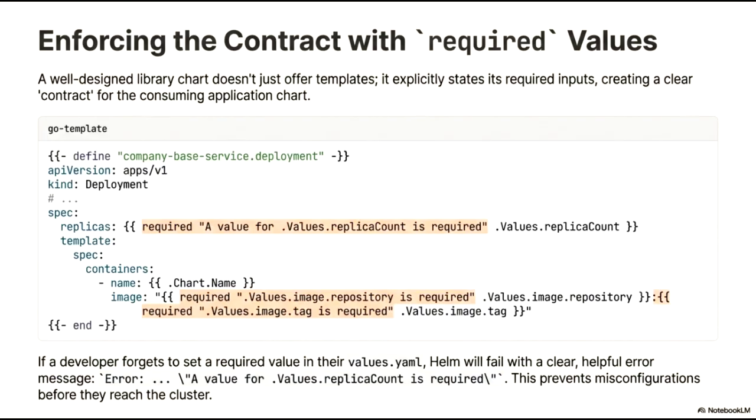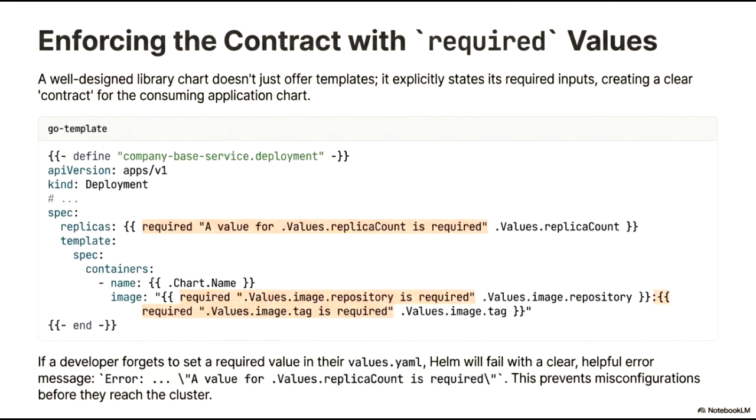Enforcing a strict contract through the use of required values is a hallmark of a robust Helm chart. It ensures that the consuming application provides all necessary inputs, rather than relying on silent defaults or error-prone optionality. In this template example, we use the Helm required function to mandate specific fields. For instance, the replica count and image details are wrapped in a required call, accompanied by a descriptive error string. If a developer fails to define these values in their values.yaml file, Helm will halt the templating process and surface the exact error message provided.